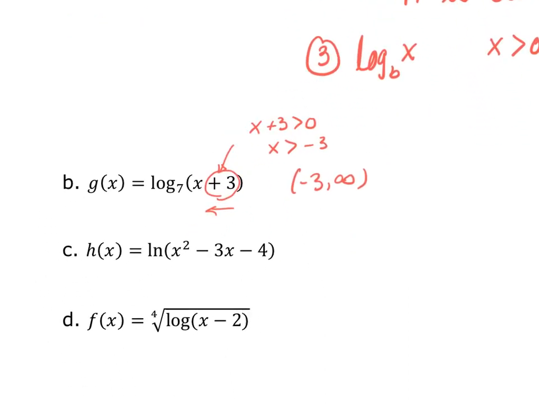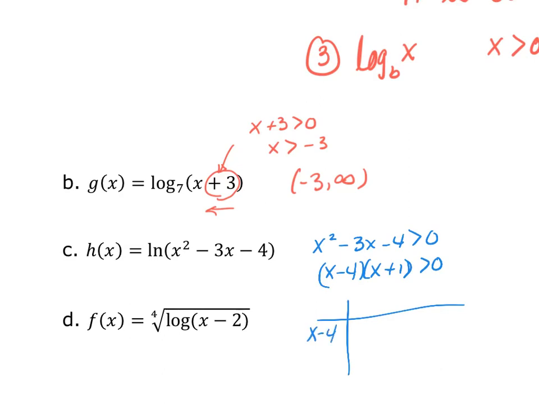My next example is x squared minus 3x minus 4 has to strictly be greater than 0. So this goes back to our polynomial inequalities. That means I'm going to have to factor this. So x minus 4 multiplied by x plus 1 is greater than 0. So now I'm going to do a sign chart. x minus 4, x plus 1, and I have -1, and I have 4. My first interval is from -infinity to -1, -1 to 4, and 4 to infinity.